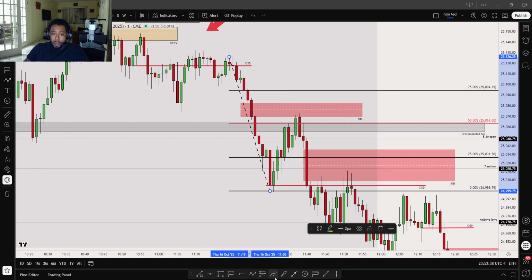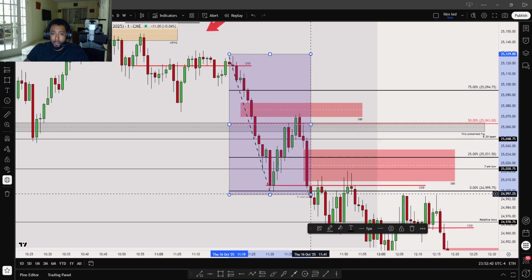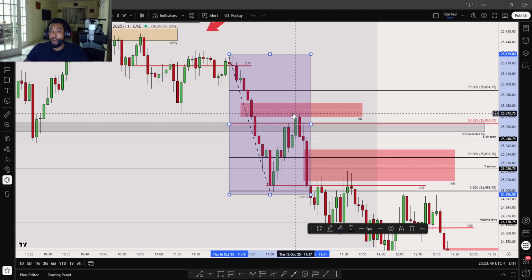And remember, if you draw from here to here, your best shorts are when you're in a premium. So you see how it comes up into a premium, taps into a SIBI, displaces lower.